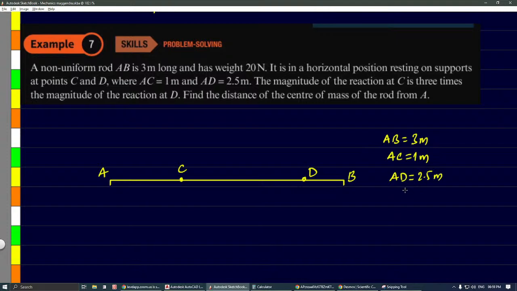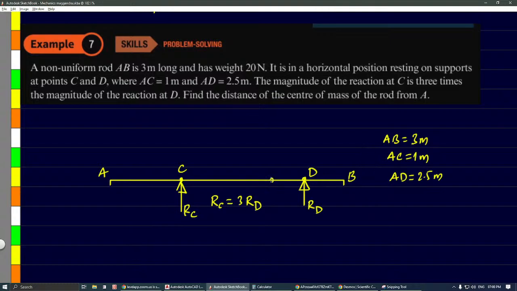Magnitude of reaction at C is 3 times the magnitude of reaction at D. So here we will get two reactions, so RC and RD. So he is giving here the relation between RC and RD. RC is 3 times RD. Find the distance of center of mass.